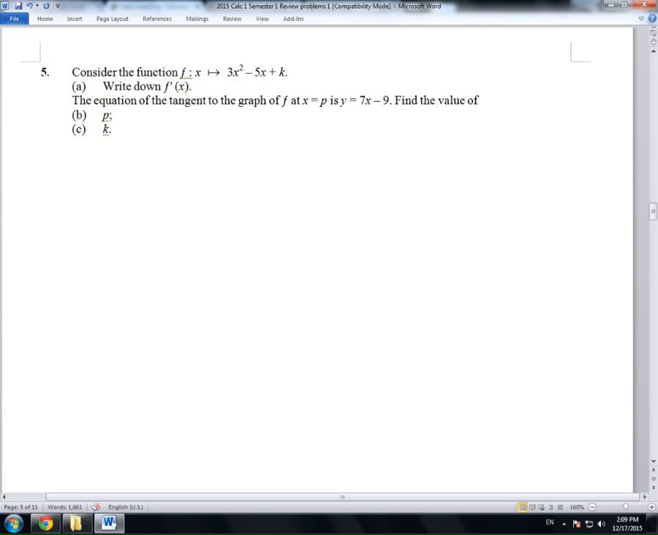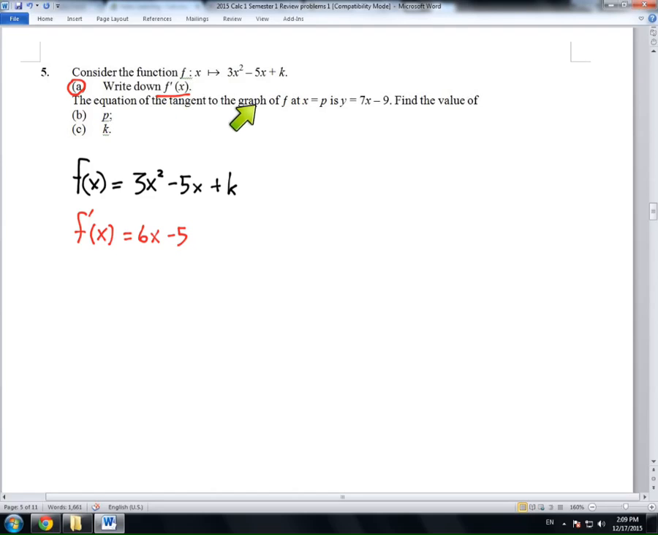When it says write down, it implies that it's probably going to be a pretty easy process. We just take the derivative of this function using the power rule. 3 times 2 is 6, drop the power by 1. 5 times 1 is 5, drop the power by 1, that gives us x to the 0. And of course remember k is a constant, so that's like the number 3. If I take the derivative of 3 times x to the 0, we get 0. The slope of a constant is 0. So, simple enough, part A, found the derivative.